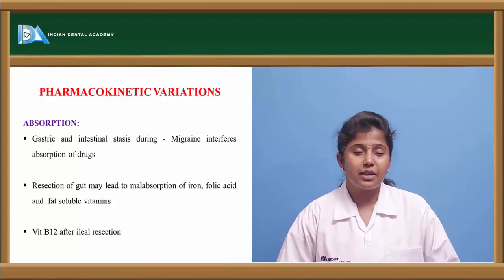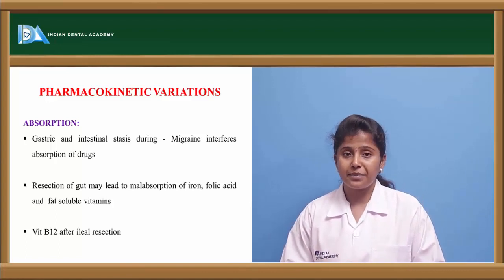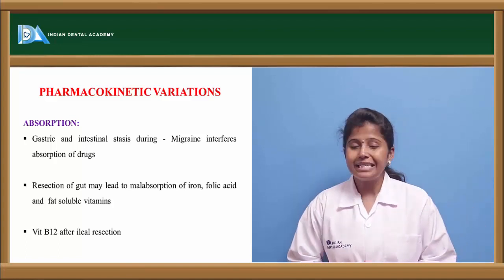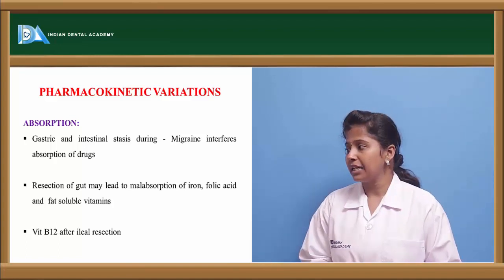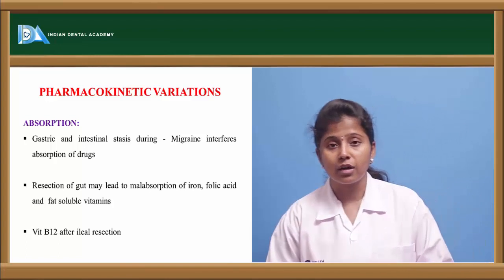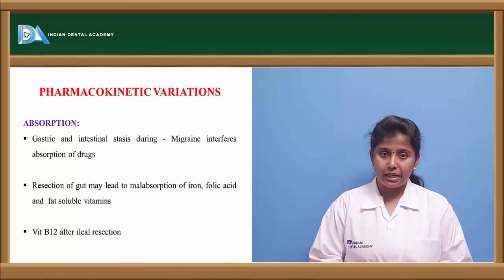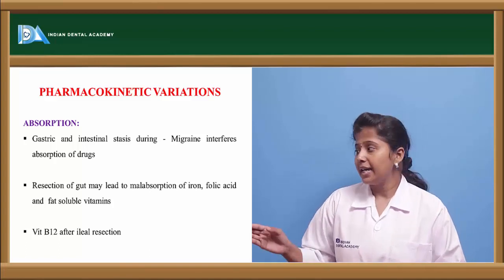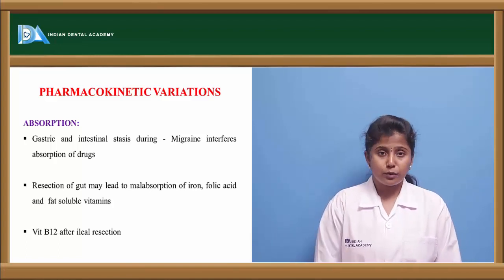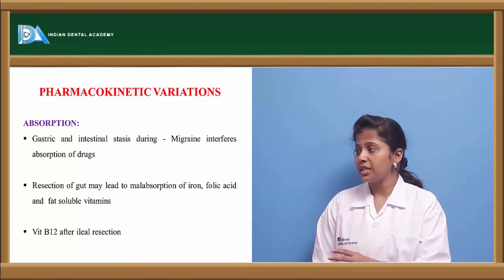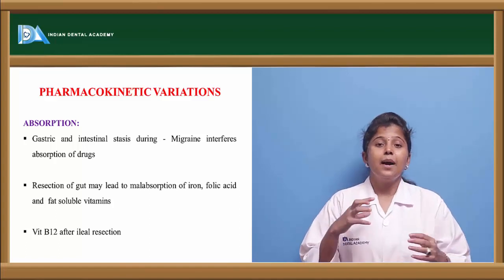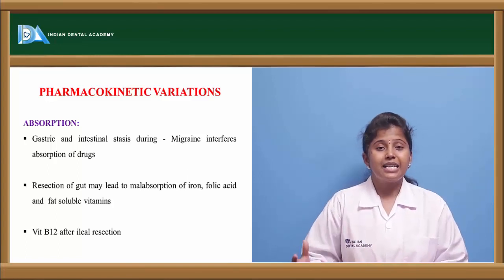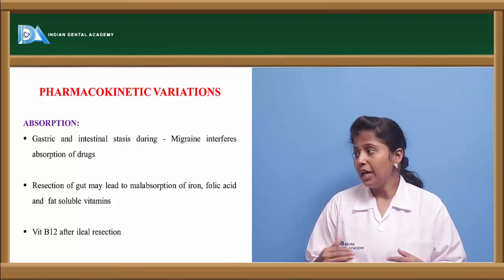Pharmacokinetics involves absorption, distribution, metabolism and elimination. So here, absorption. Gastric as well as intestinal stasis during migraine interferes with the absorption of the drug. So if a person is having migraine and is taking medication against the migraine, then that will interfere with the absorption of the drug, because in migraine the gastric and intestinal pH or environment is not maintained, and in that condition drug absorption will be interfered.